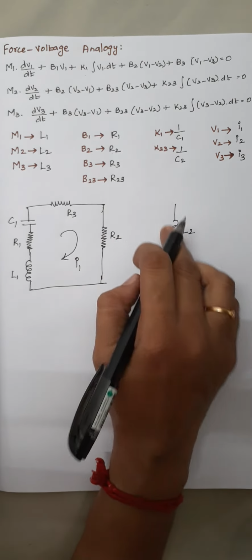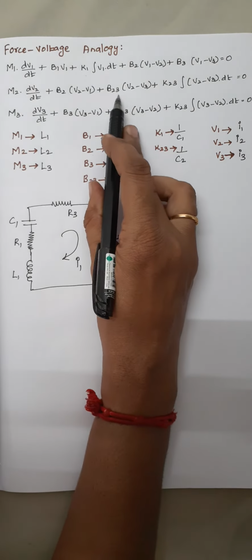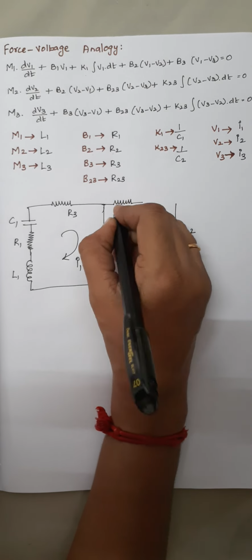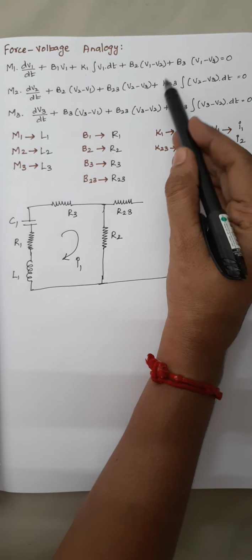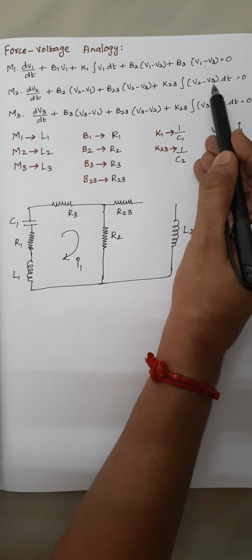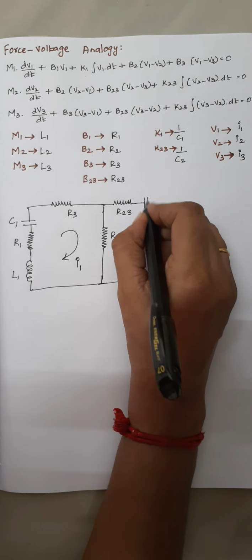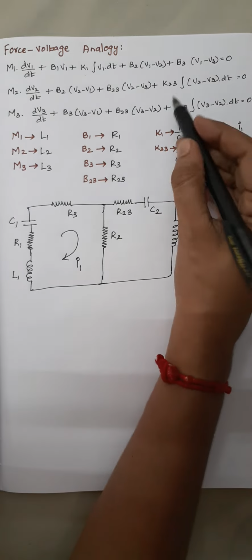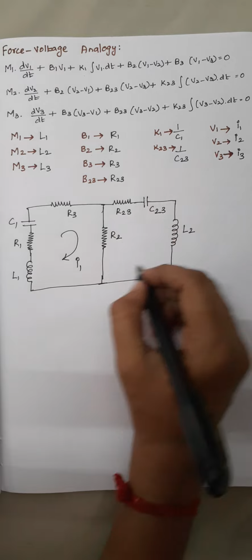So this forms your loop 2, and this R23 is common between loop 2 and loop 3. So just draw a resistor, this is your R23, right? The next one is K23, and this K23 is common between loop 2 and loop 3. K23 is nothing but a capacitor here, so just draw a capacitor. This is nothing but your C2, right? That is K23, so here you have to write it as C23, and this is your second loop.